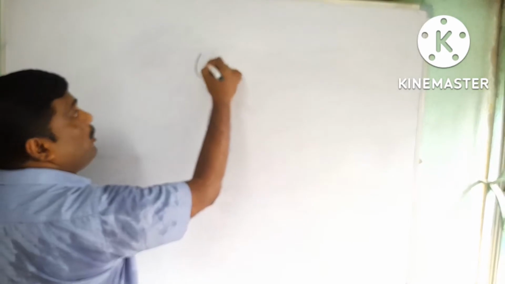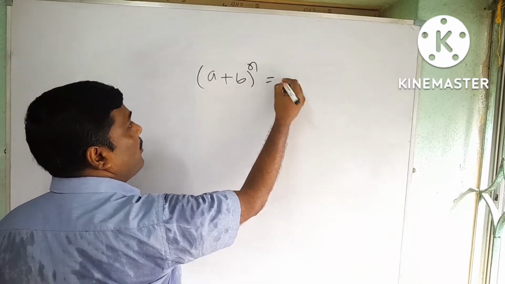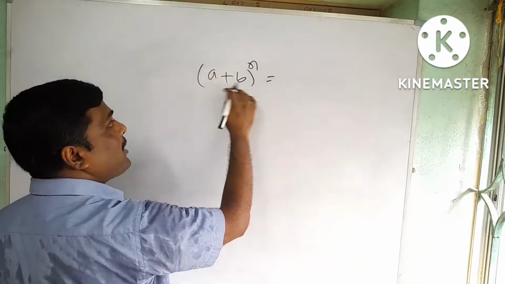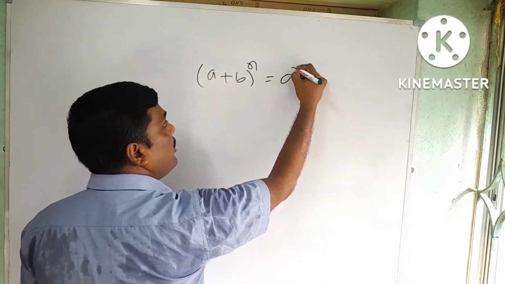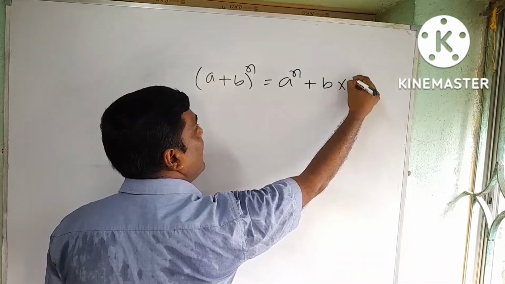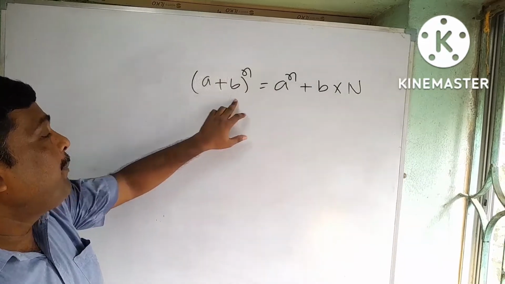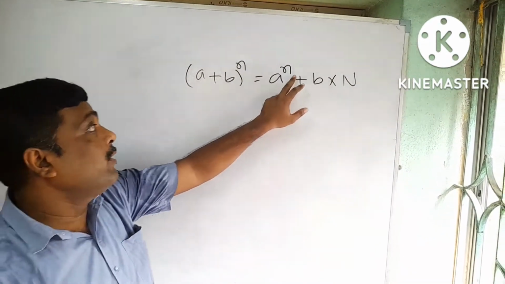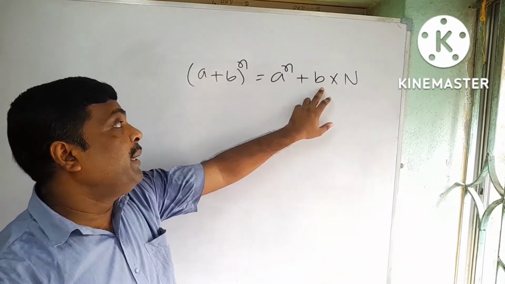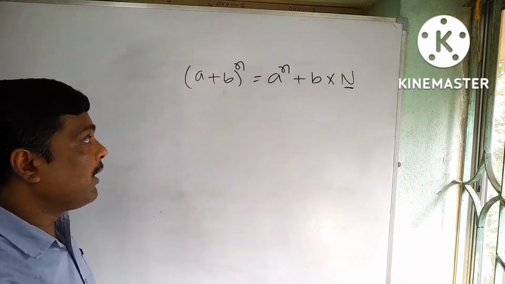(a + b) to the power n, binomial law. From the binomial law, you can write (a + b)^n as a^n plus b into some natural number N. Capital N is some natural number, okay? (a + b)^n can be written as a^n plus b into some natural number.